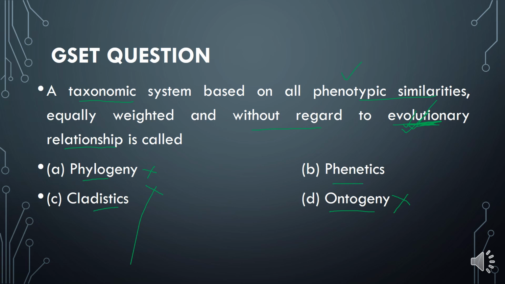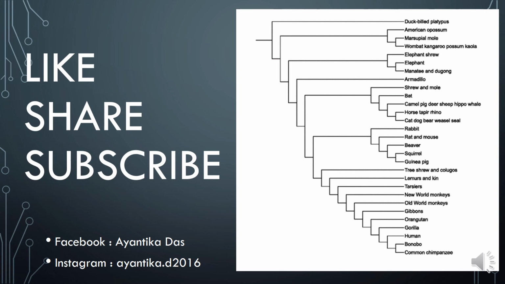But in phonetics alone, we consider the phenotypic similarity, that is the external similarity. All the external characteristics are considered without any regard to the evolutionary relationship. So our answer will be option B, phonetics, which is also interchangeably used as numerical taxonomy. So that was all about the question solving and an overview of phylogeny, cladistics, phonetics and ontogeny.